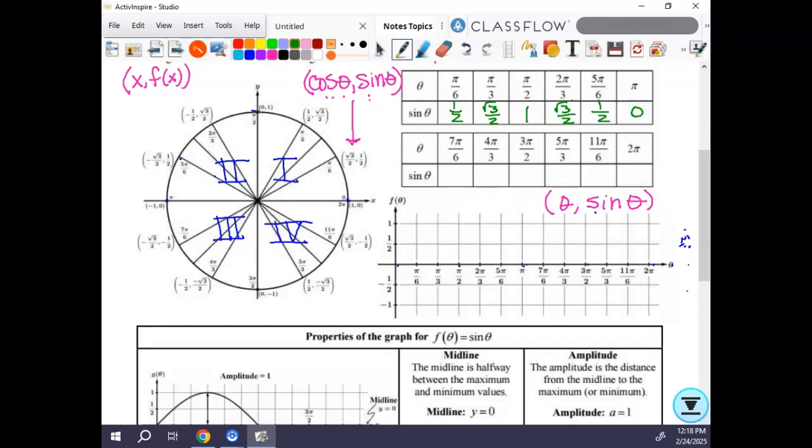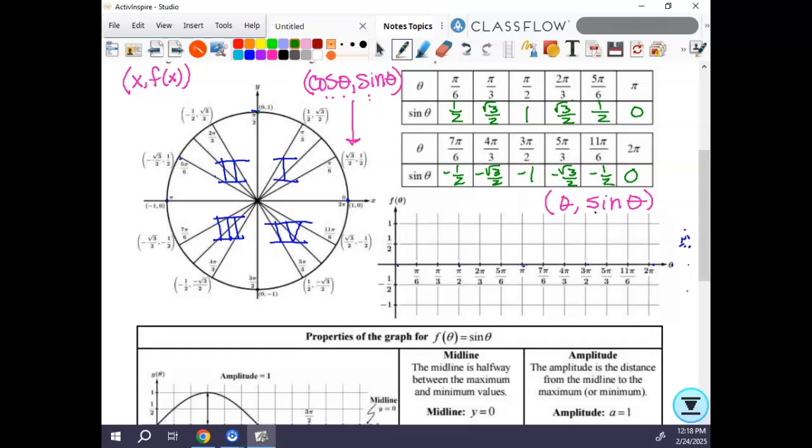When I get into the third quadrant, is sine positive or negative in the third quadrant? Negative. So for 7 pi 6, it's negative 1/2. And then negative square root of 3 over 2. And then negative 1. Then when we get to the fourth quadrant, is sine positive or negative? Negative. So I got negative square root of 3 over 2 and negative 1/2. And there's no such thing as negative 0. So it's just 0.